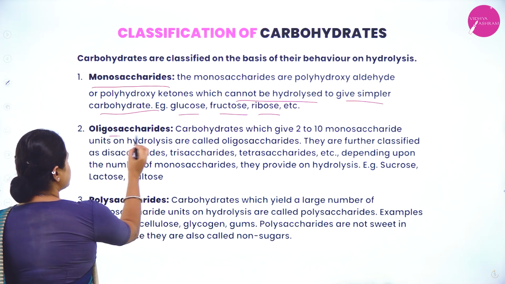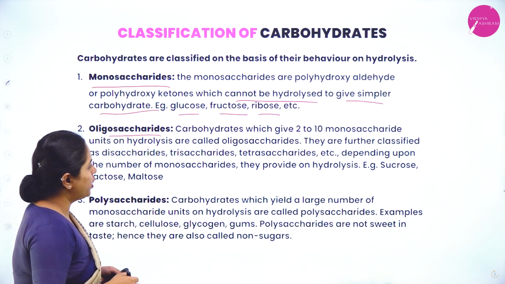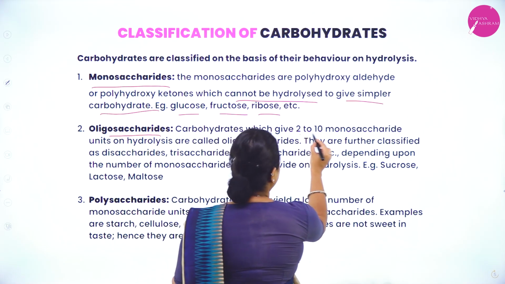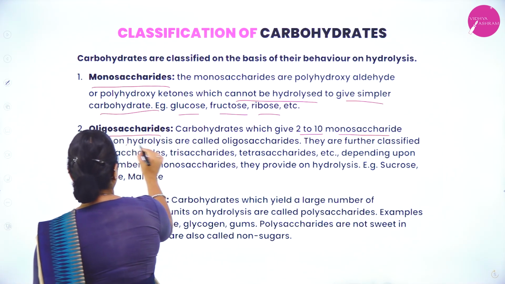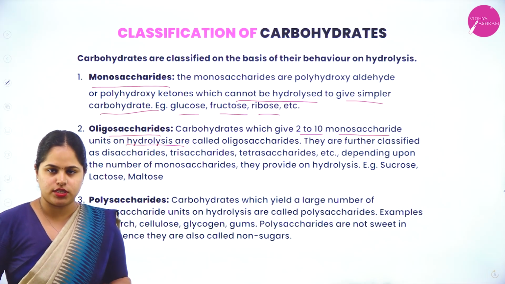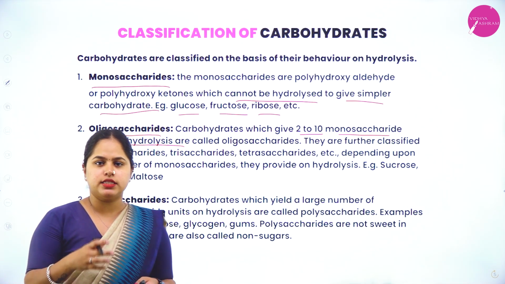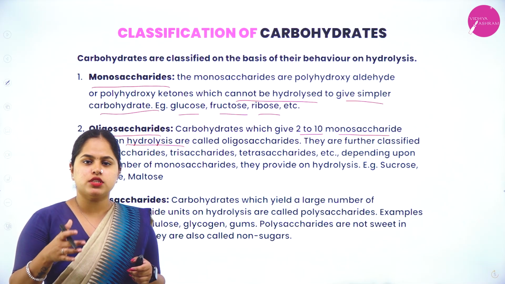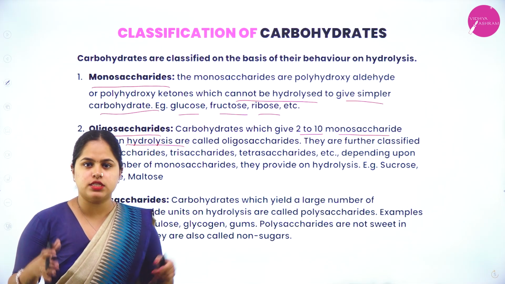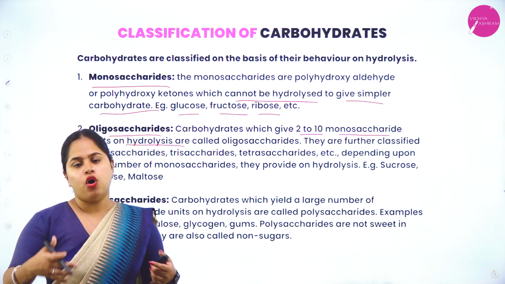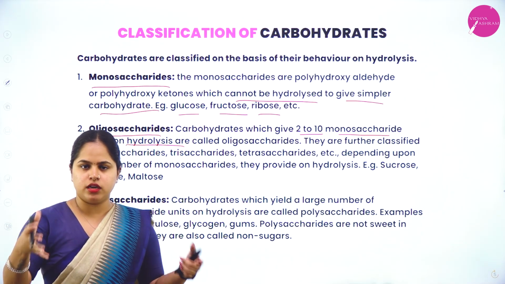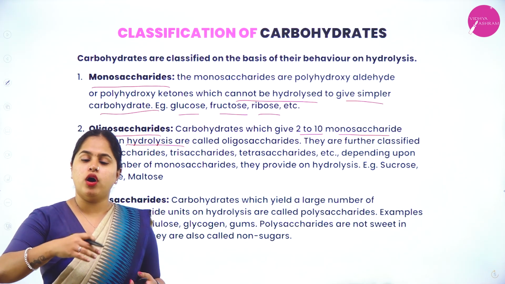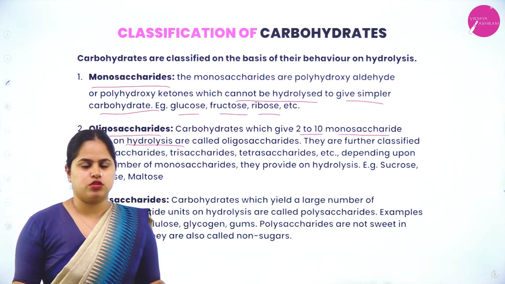Moving on to the next one, that is oligosaccharides. Carbohydrates which give 2 to 10 monosaccharide units on hydrolysis are called oligosaccharides. So oligosaccharides are having 2 to 10 monosaccharide units. So oligosaccharides, when they undergo hydrolysis, will split into 2 or more than 2. It can give either 2 monosaccharides, or up to 10 monosaccharide units also.